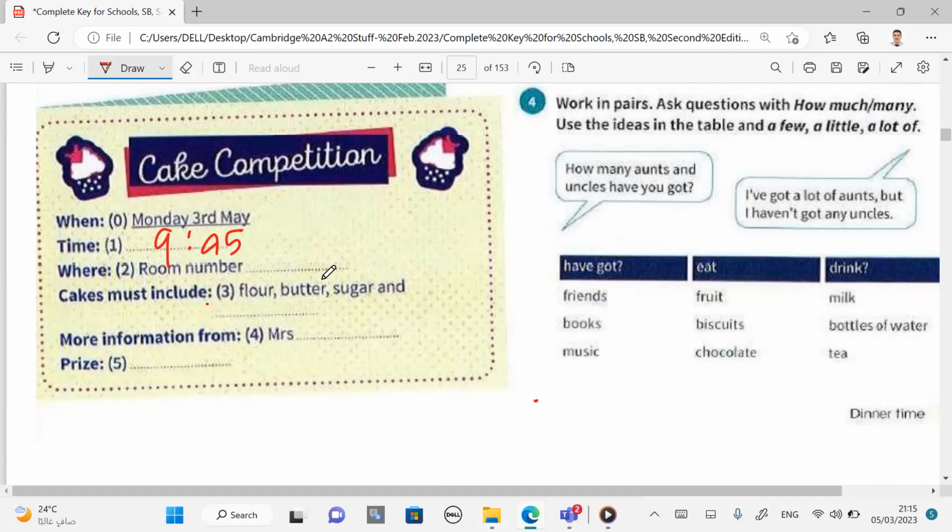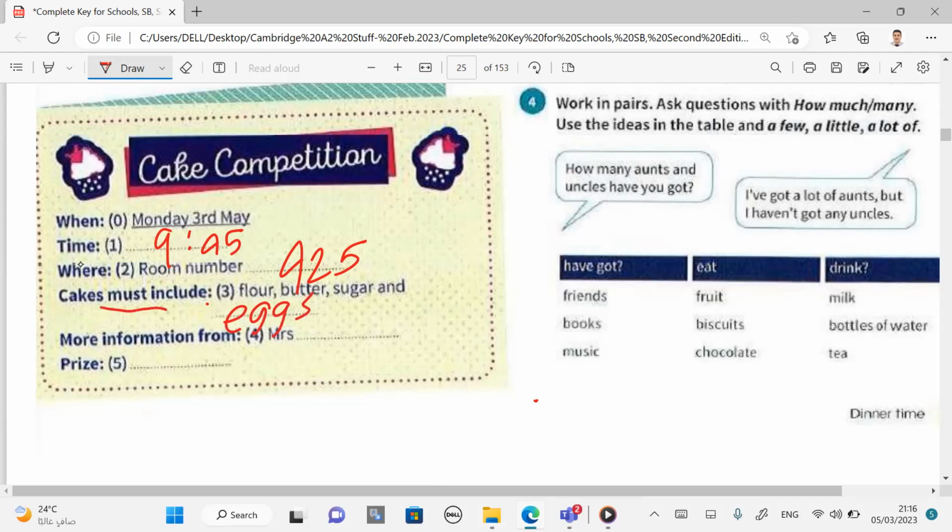Yes, 9:45. Right. Okay. Which room? 424. 424 or 425? Okay, 425. And you will listen again to double check, no problem. The cakes must include flour, butter, sugar, and fruit and chocolate, eggs. So we need one word. Eggs. Eggs, perfect.